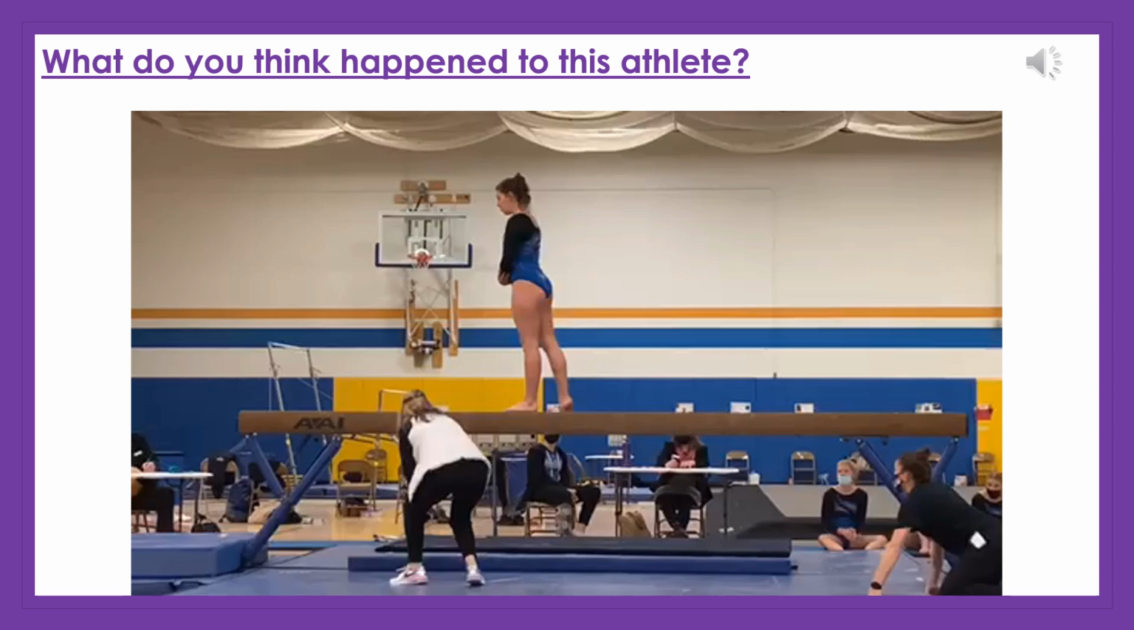So this is a video of one of my former athletes. On her dismount, she lands pretty awkwardly. I just want you to think about what we've gone over throughout this lecture, and I want you to think about what you would do if you were at this event and you saw this occur with one of your athletes. What do you think happened? What would you immediately do? What would you want to make sure you do when you follow up with your athlete?